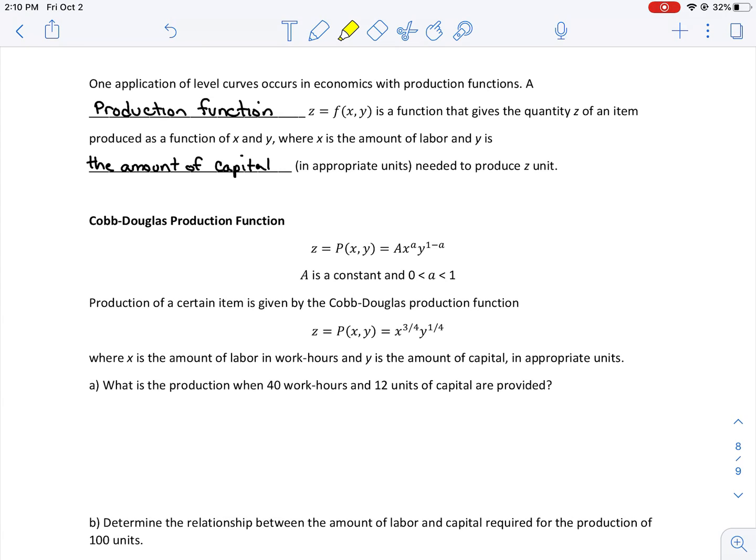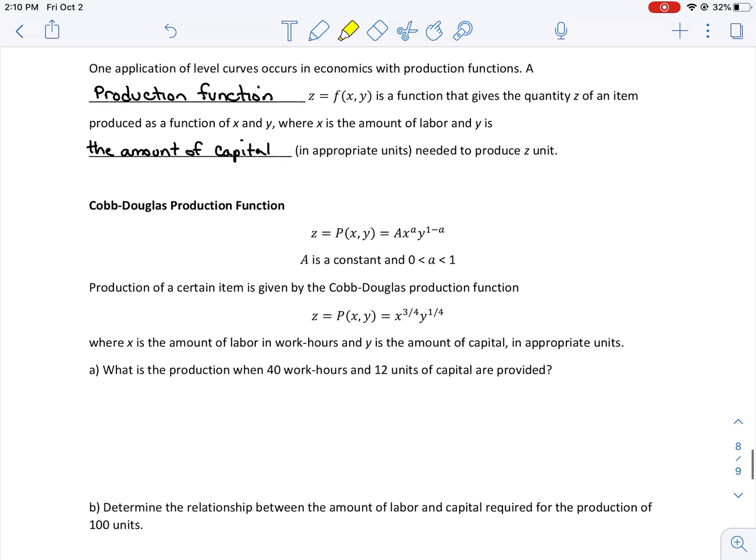Hello class, in this video I'll be doing an application of level curves. Let's begin. So one application of level curves occurs in economics with the production functions.